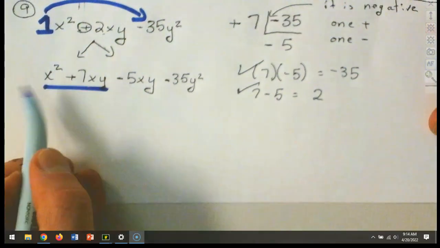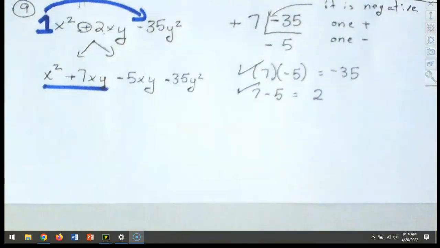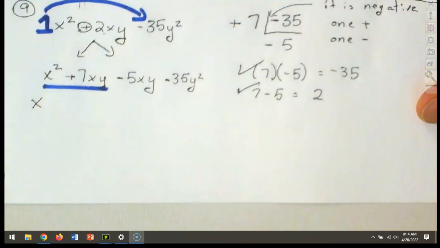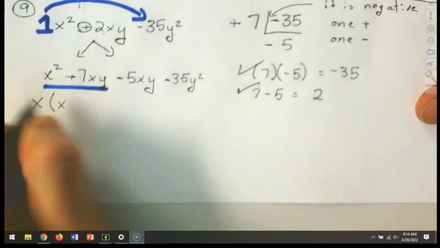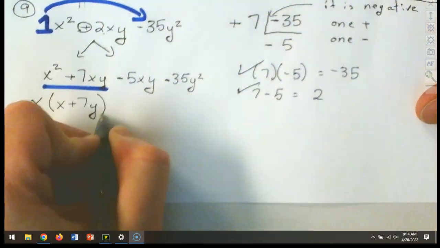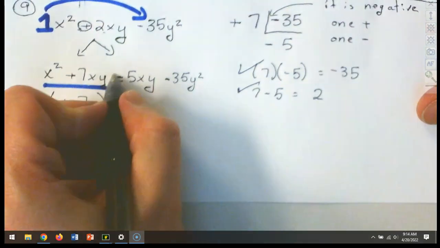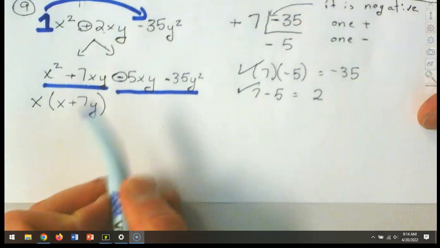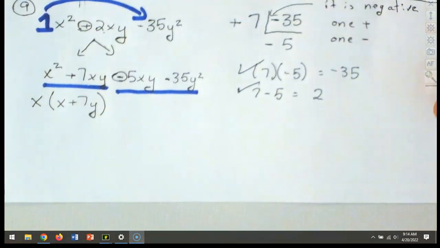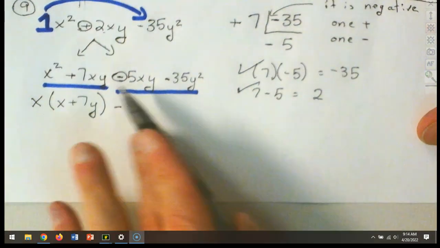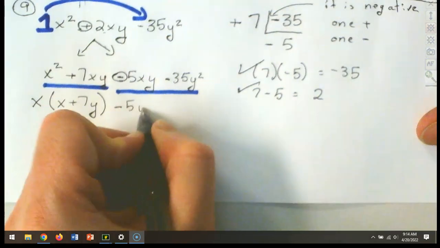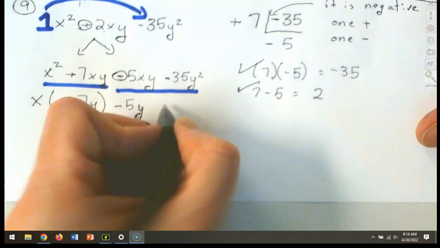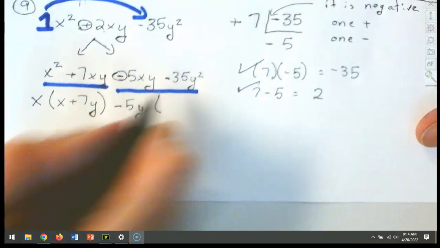Well, see what we can factor out of here. Looks like first 2 pieces. Looks like an x comes out, and that leaves you with an x plus 7y. And the next 2 pieces, well, they begin with a negative. So we're going to factor in a minus, and these have a 5 in common, and a y as well. So a minus 5y can come out, and what's left over?